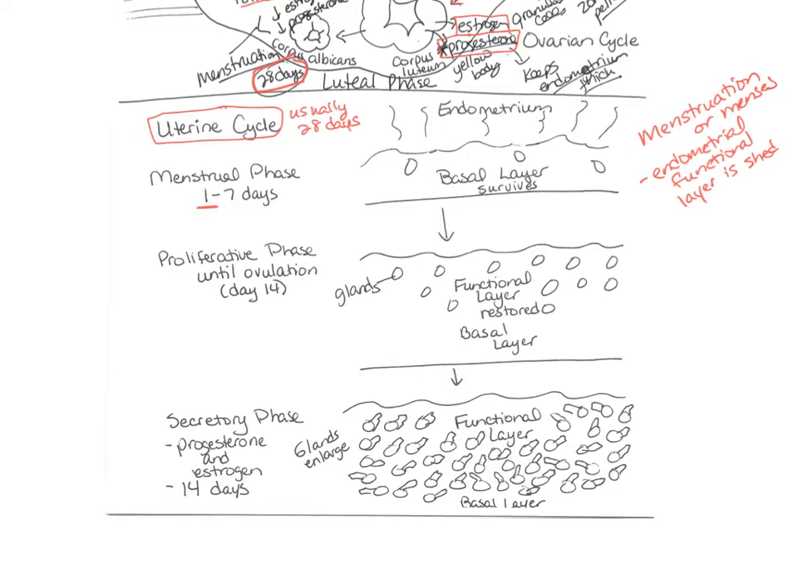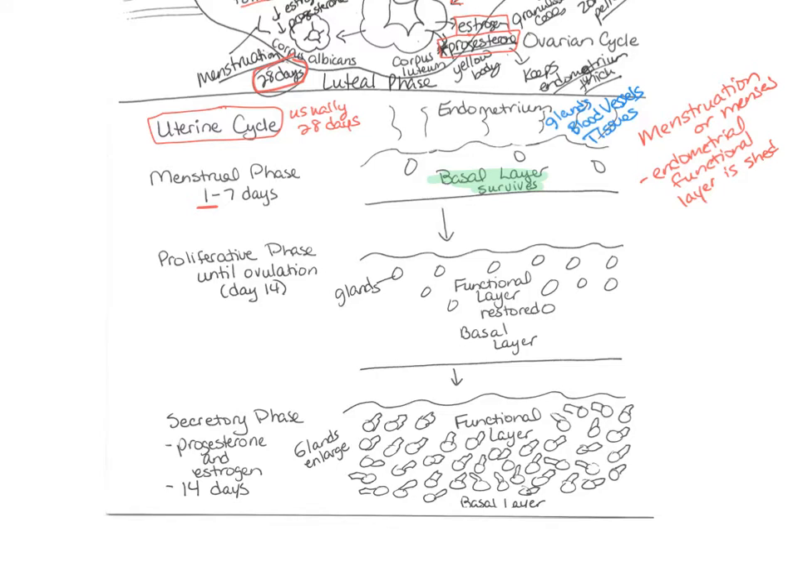The functional layer of the uterus consists of glands and blood vessels and tissues, and this is what gets sloughed off or shed during the menstrual phase. There is another layer in the uterus called the basal layer, and the basal layer survives menstruation, and it won't be shed during the menstrual phase.